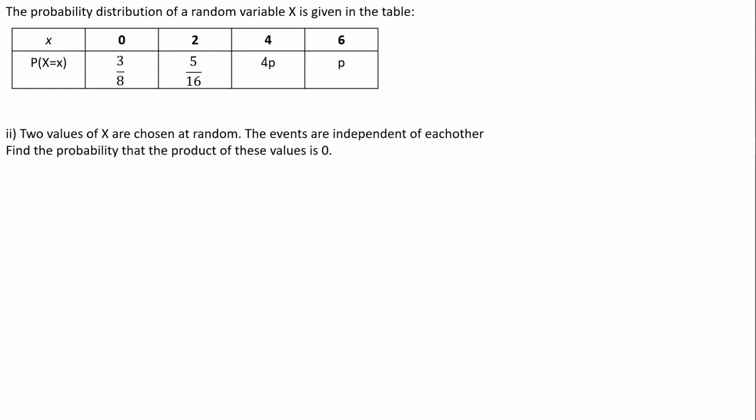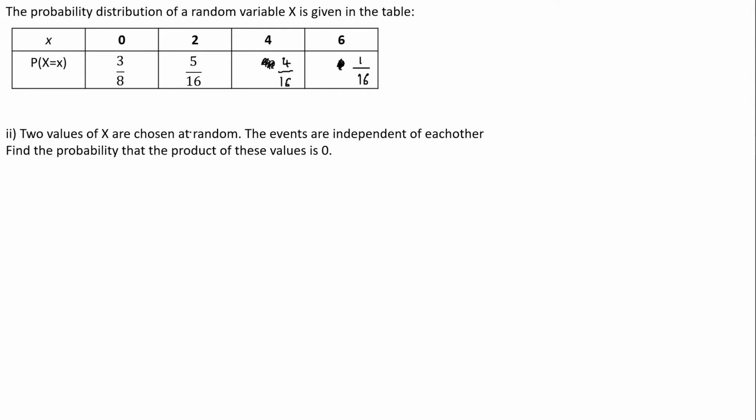So the second one, two values of x are chosen. So first thing I'm going to do, p is 1 over 16. So this here is 4 over 16. And this is 1 over 16. On my test question, I'd always write this in. So I have the probability of all of these, and they all sum to 1. If you want, you can make this 6 over 16 if you'd like, but you don't need to.